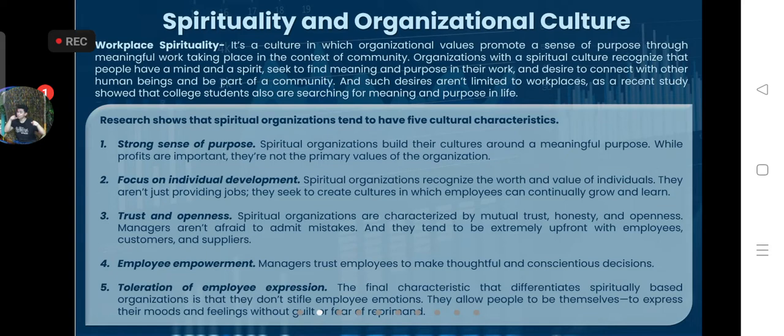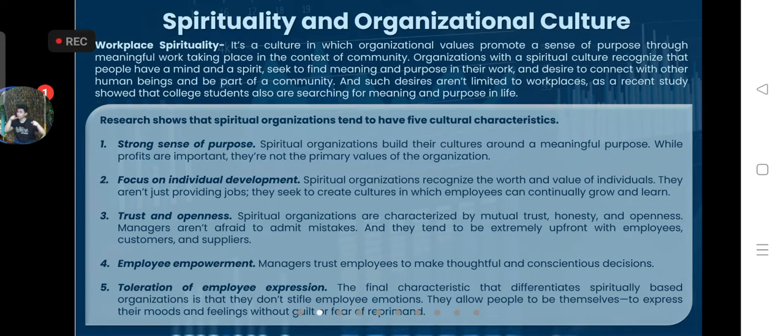For example, organizations with a spiritual culture recognize that people have a mind and a spirit seeking to find meaning and purpose in their work and desire to connect with other human beings and be part of that work environment or work community. Such desires aren't limited to workplaces, as a recent study showed that college students also are searching for meaning and purpose in life.